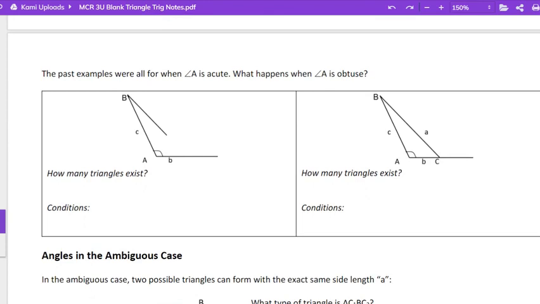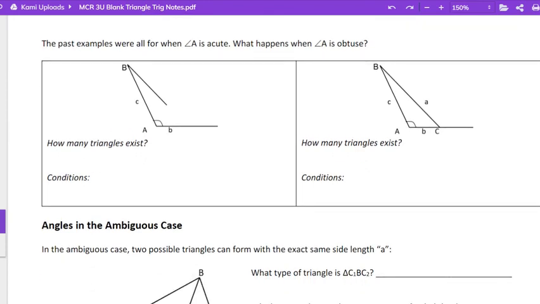All right. So, in the past examples, this was when A was acute. Well, what happens when A is obtuse? Okay. So, if angle A is obtuse, this is still SSA. This is side A. So we're still doing an SSA situation. We've got this side, and this angle.